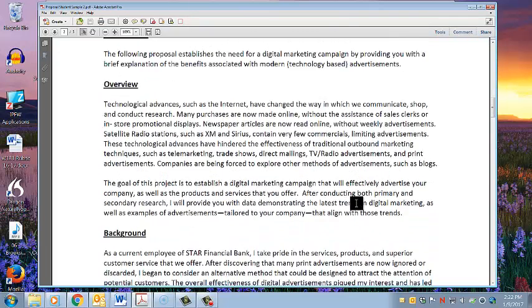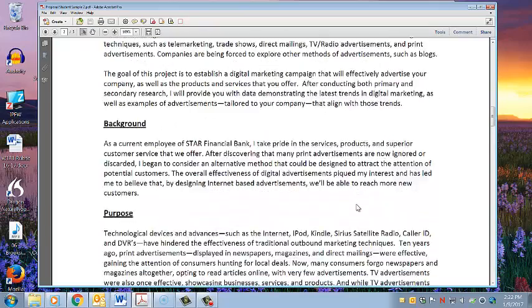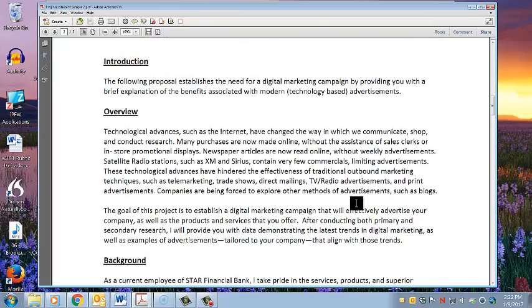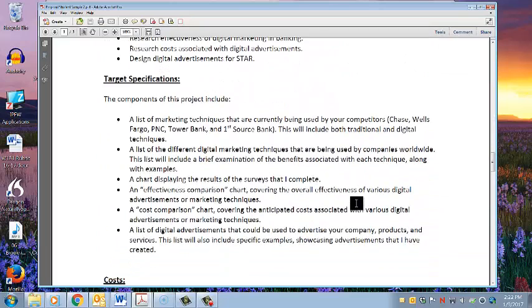She has the overview as well as an introduction, that's fine, and a background, which is fine, and a purpose. So all of those things combine together into sort of what would be called an introduction section. Okay, so then objectives. Okay, so target specs. One thing to note here is that she gave some really specific things that she was aiming for. Okay, a list, a chart, a display, techniques that are currently being used, those sorts of things. So she was able to get really specific.